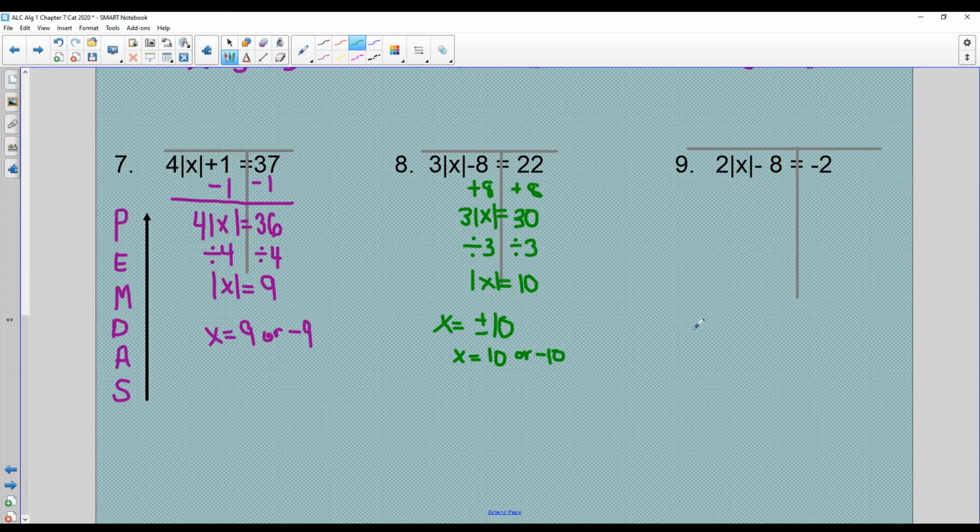All right, last one. So now you have to decide, what am I going to undo? Am I going to undo the 2 first or the minus 8? Hopefully you're still going to go for the minus 8. And how do you undo a minus 8? You add 8. What's negative 2 plus 8?